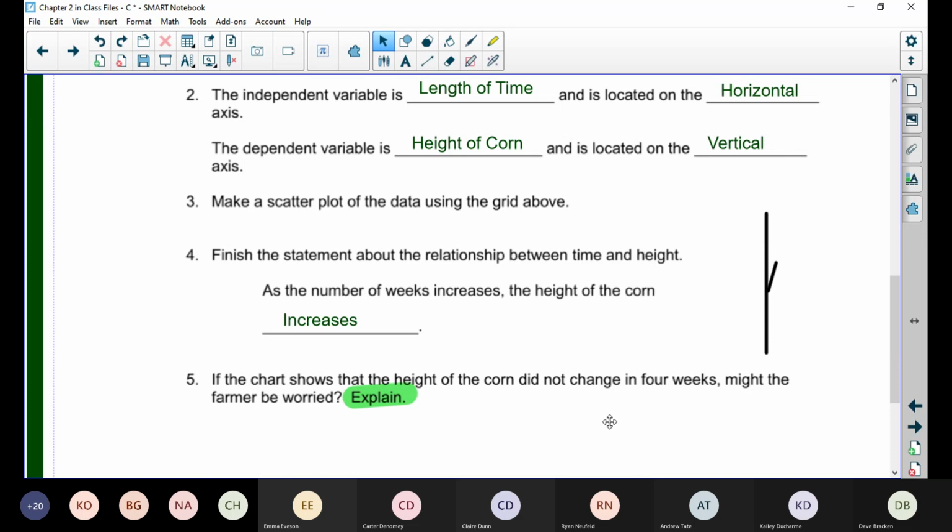So the answer to this question, you could say yes or no. Just give me a reason why. I would expect most of you would have said yes on a quiz or a test, and you would have said there's something wrong with the corn. I would have given you full marks. If somebody would have said no, if it's at the end, you don't have to worry, just wait for it to dry down, I would have given you full marks.